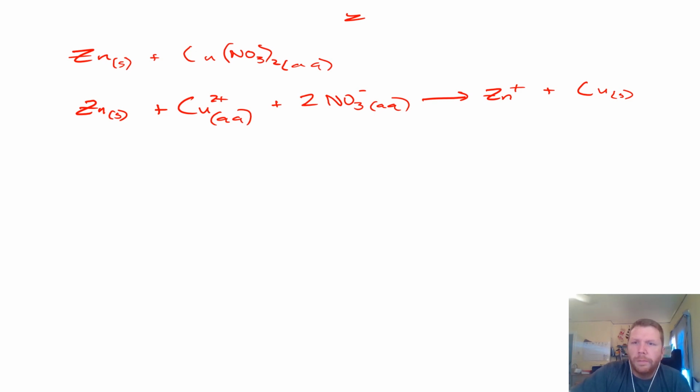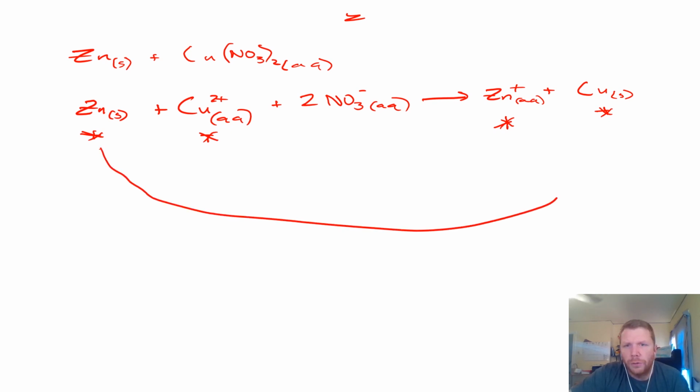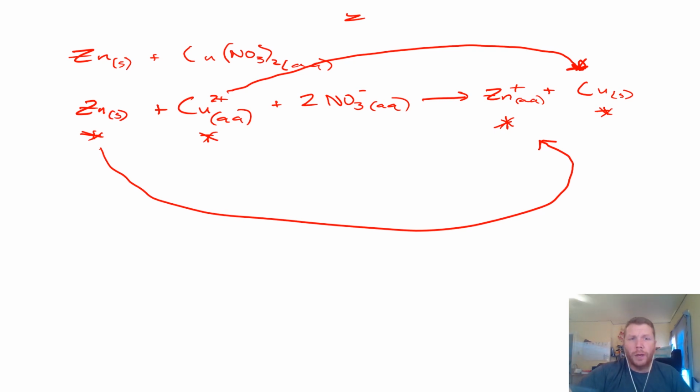The nitrate ions remain in that solution. What we care about are the zinc atoms and the copper ions. We also care about, I'm going to put aq down here, the zinc ions and the copper atoms. So the zinc here is going to go to the zinc ions. On the other end are these copper ions, which end up as copper atoms. So in order to do that, what's happening?